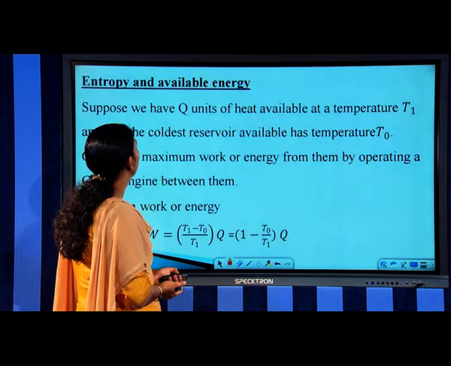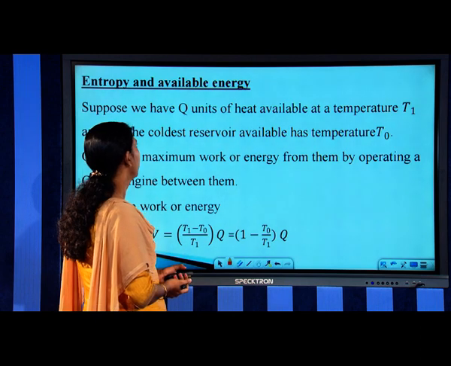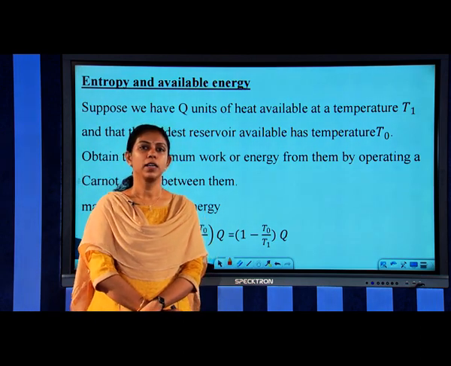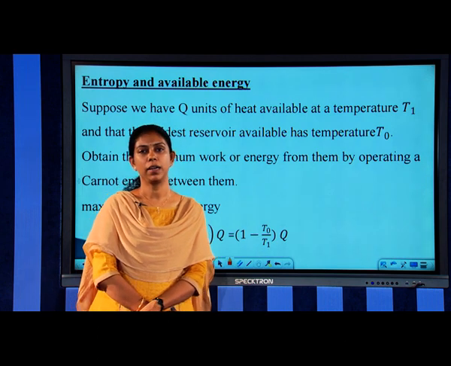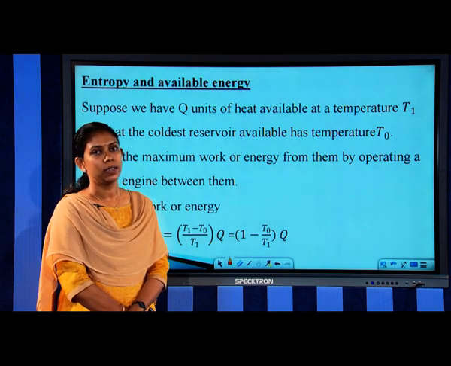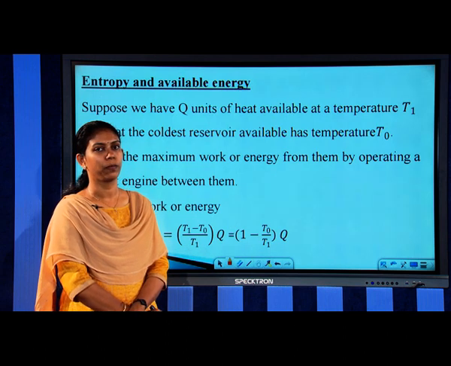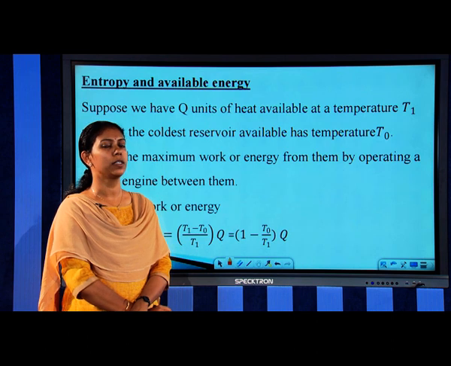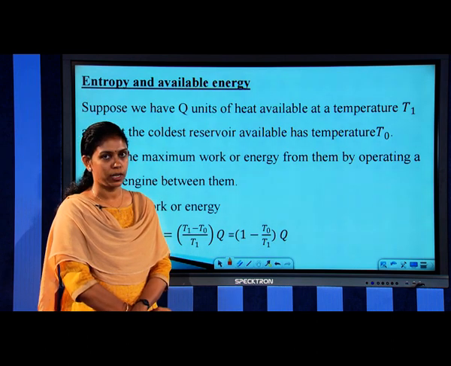Next, we have to go to entropy and available energy. In order to discuss entropy and available energy, suppose we have Q units of heat available at a temperature T1 and that the coldest reservoir available has a temperature T0. That is, there are two temperature reservoirs, one at temperature T1 and the other at temperature T0.